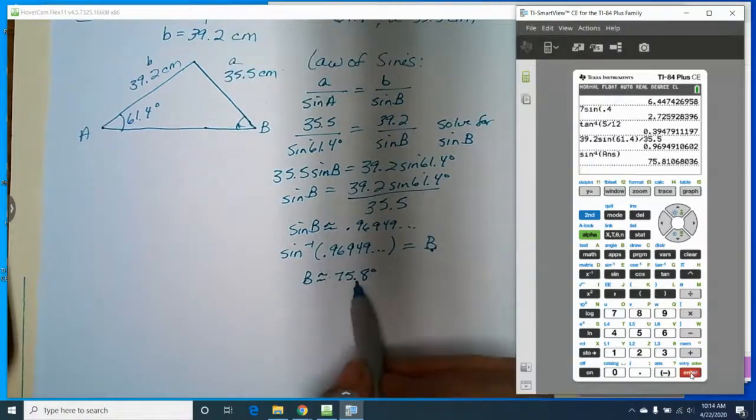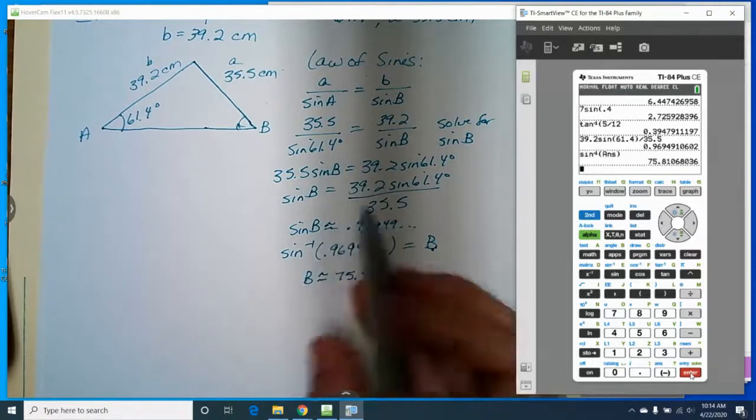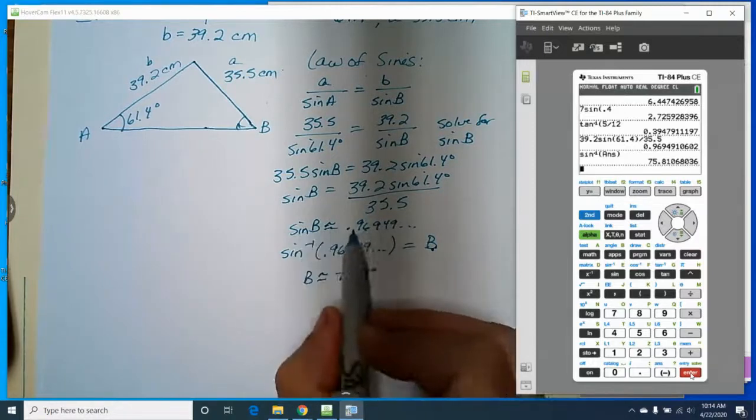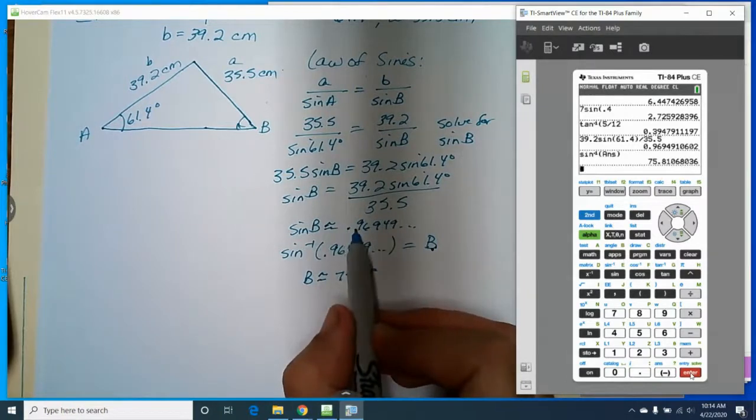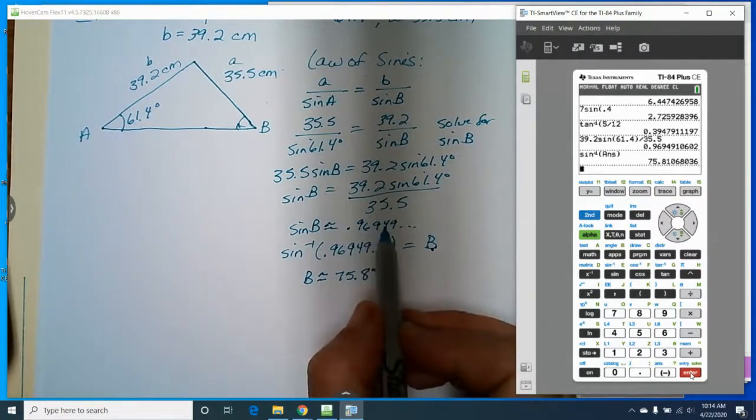And this is one of those where it would be possible to have either just one triangle or 2 triangles or no triangles. It could have turned out to be something impossible. That would have been if the sine of B would have turned out to be something greater than 1. So if this had turned out to be something like 1.2, that's not possible because the highest sine can go is 1. So in that case, it would have been no solution or no triangles possible.